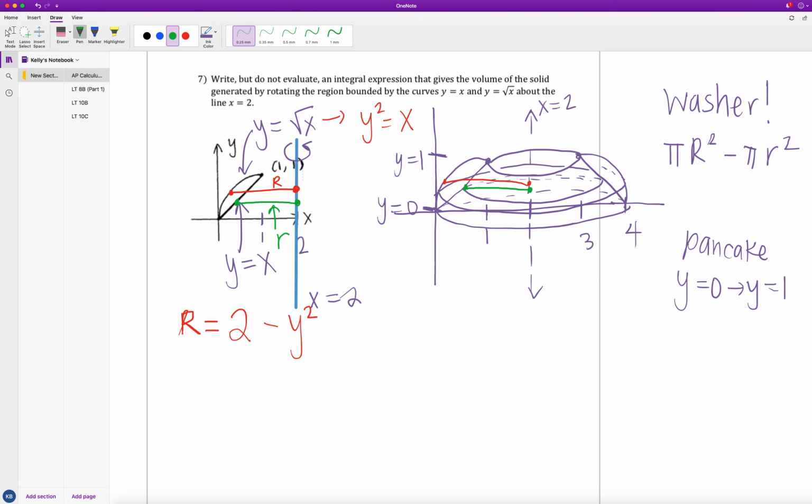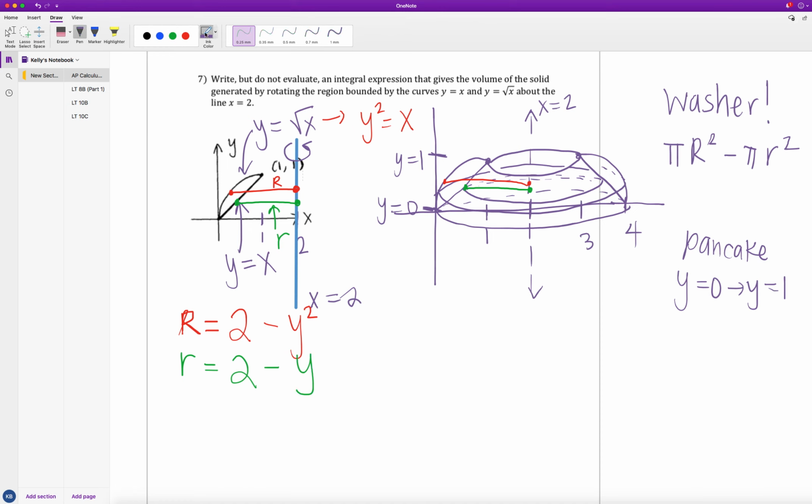Now let's do the same thing to find our little radius. So our little radius also has a right side of 2, minus the left curve here, which is coming from y equals x. Well, in this case, I have x already isolated, so I can just substitute in the y value there.